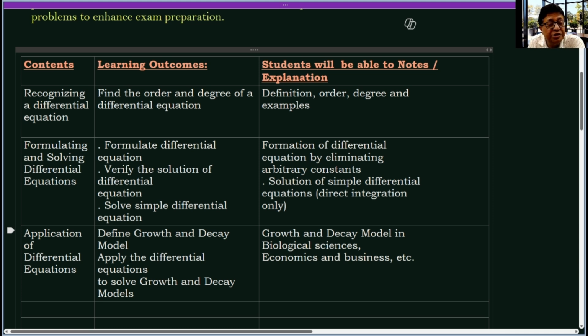Apply the differential equations to solve growth and decay model. In this, students will be able to do sums based on this growth and decay model in biological sciences, economics and business, etc. We will start the session.